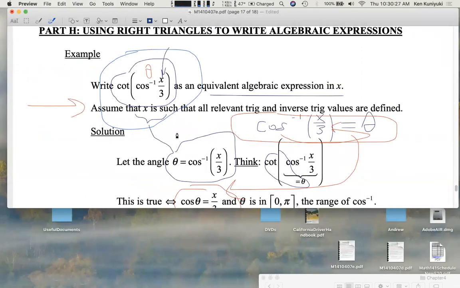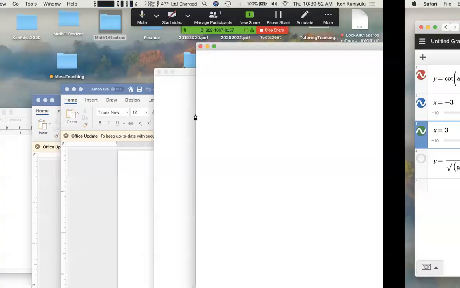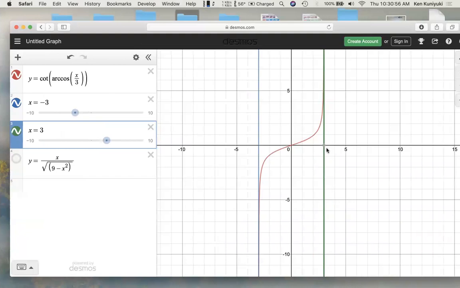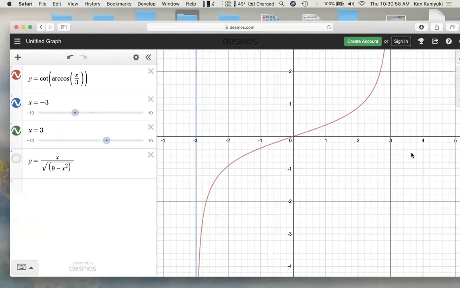That makes sense because if you look here, we know that we're going to be in trouble if x is something like 4, 5, or 6, then x over 3 would not be a cosine value. Likewise, if x were like -4, -5, or -6. Even if x is 3, for example, then we'd get inverse cosine of 1. Inverse cosine of 1 is 0, and it turns out cotangent of 0 is undefined. That corresponds to the VA at x equals 3. Likewise, at x equals -3, we also have a VA. It turns out that the domain for this expression, this function, is going to be the open interval from -3 to +3.